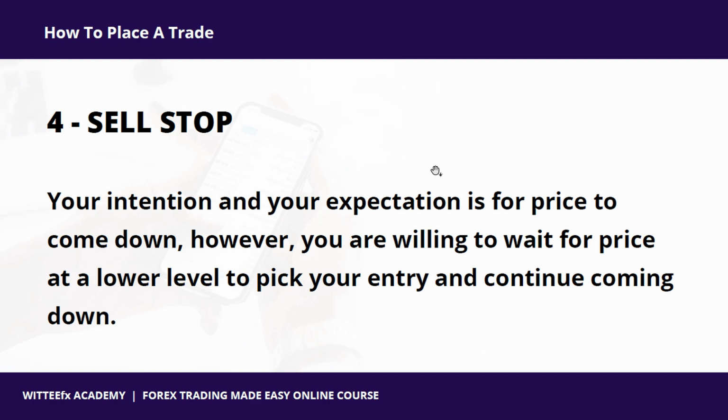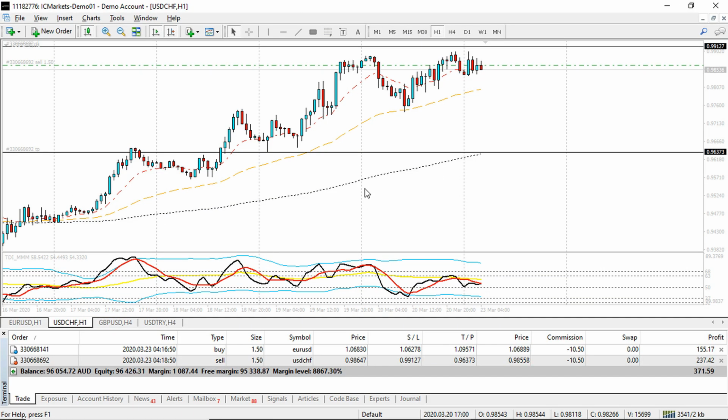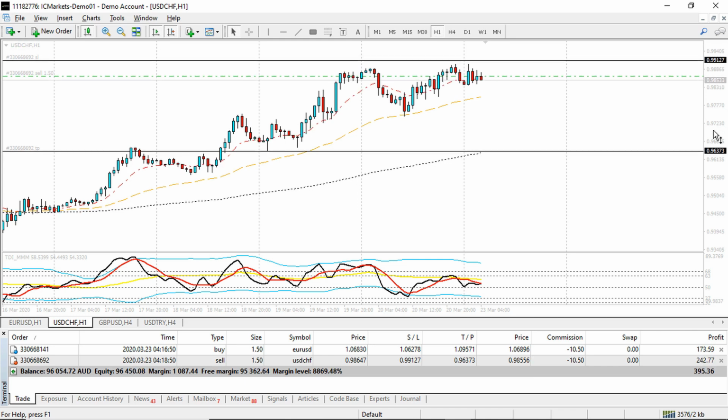So let's look at exactly how this plays out on our MT4. So on this $CHF chart, remember we want to sell. So let's look at how a pending order works, starting with the sell limit order. So let's start with the limit order. Remember, for a limit order, even if you want to sell, our expectation is that price will probably go to a higher level, pick us, and then start coming down.